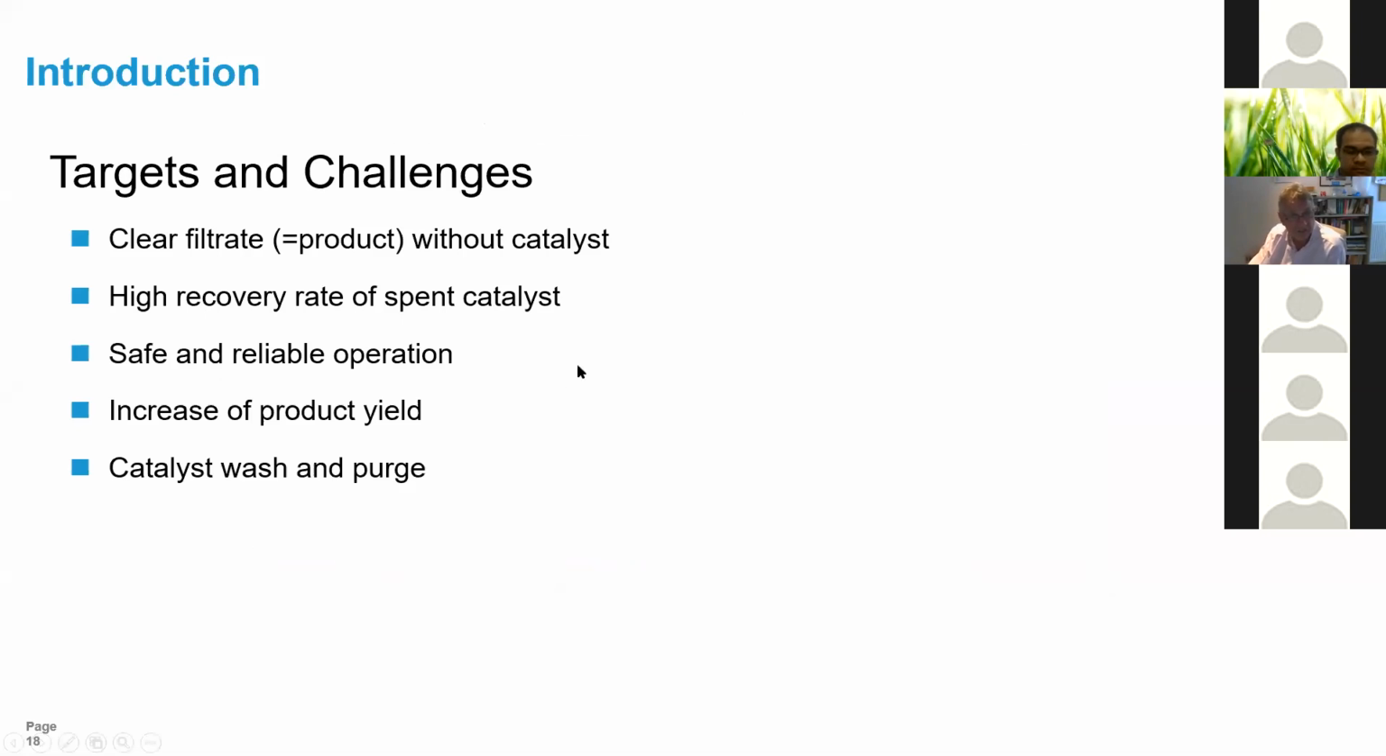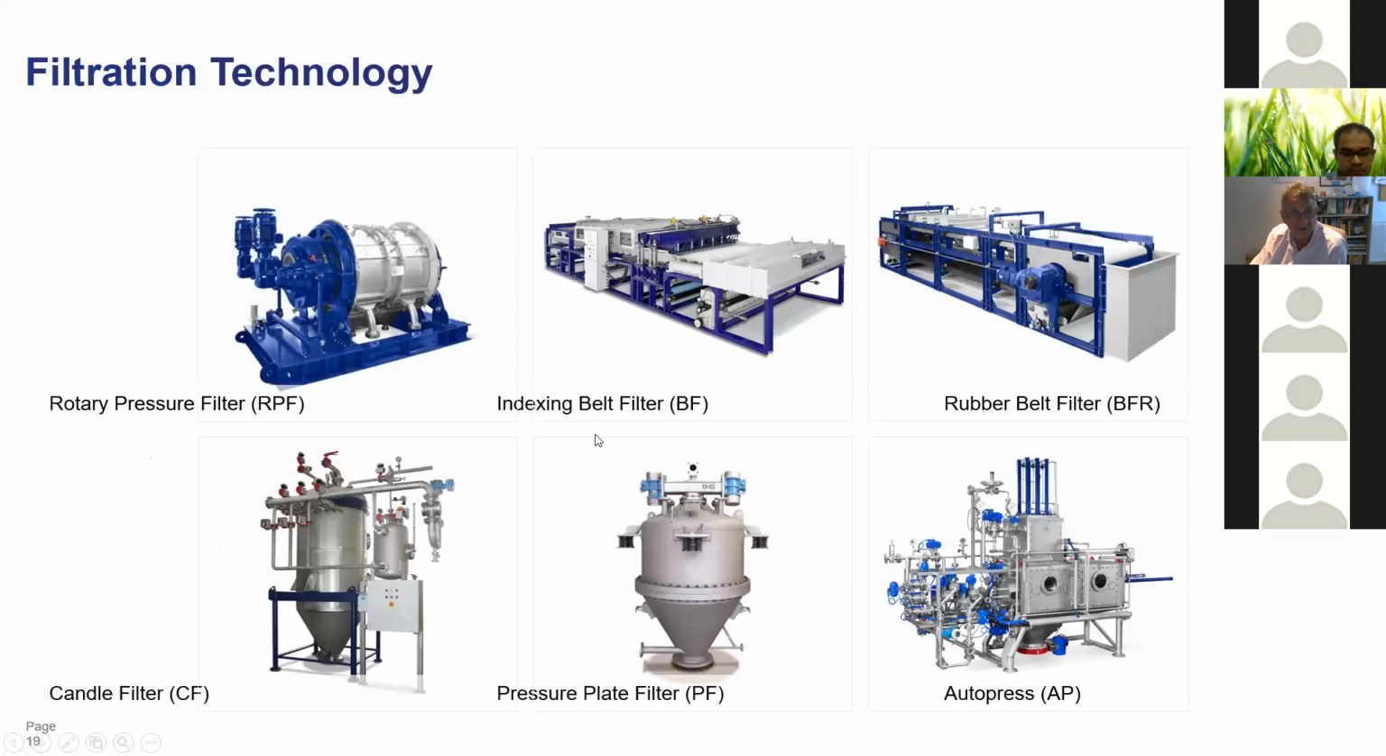You want to get the maximum product yield, and you want to be able to wash off the catalyst and purge the reactor and then run another batch of your product.